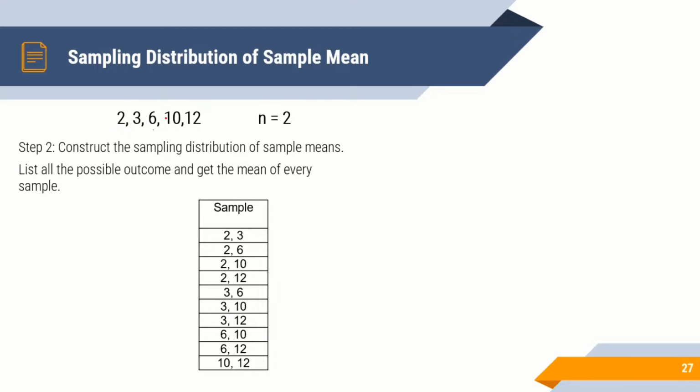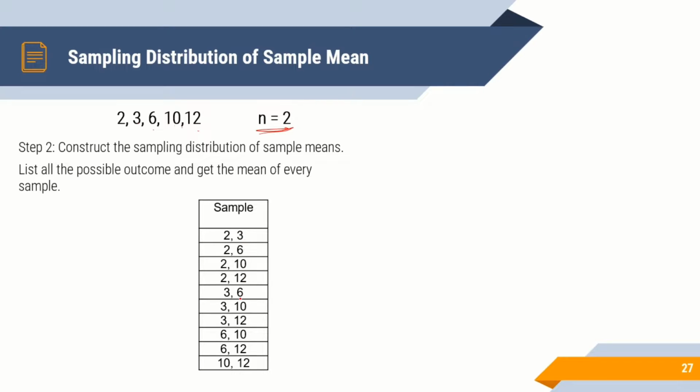Dala-dalawa lang since ang sample natin is 2. Then, after ng 2, we proceed to 3: 3 and 6, 3 and 12. Then, after that, we proceed to 6: 6 and 10, 6 and 12. Then, 10, 12. So, we have 10 possible outcomes.